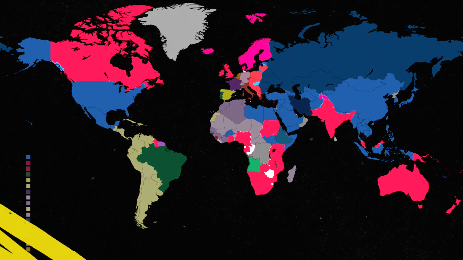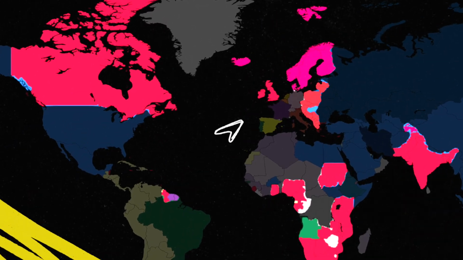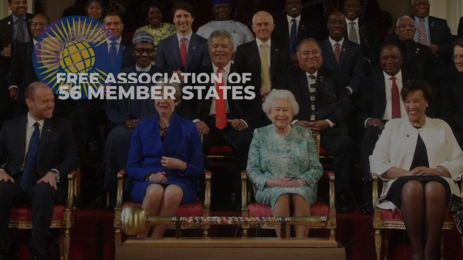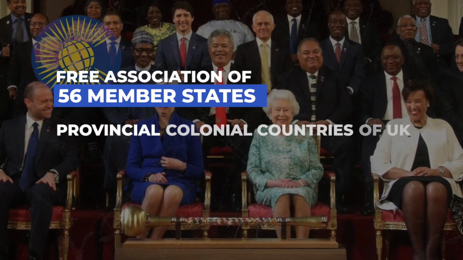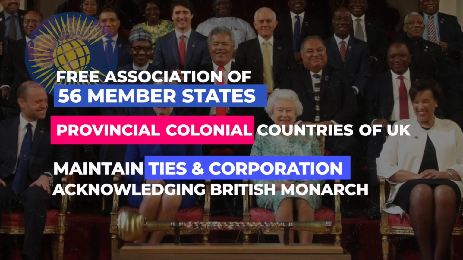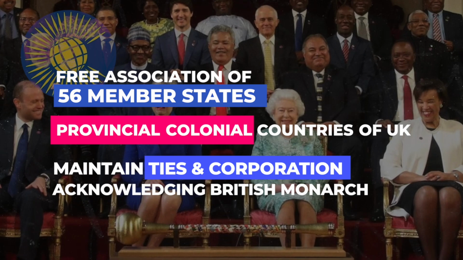These are the countries in red. And if you take a closer look, you'll notice that these nations have another thing in common. Yes, many of them are members of the British Commonwealth, a free association of 56 member states, mostly former colonial countries of the UK, who have chosen to maintain ties and cooperation on the condition that they acknowledge the British monarch. Through this association, many member countries adopted the British ways of doing things.